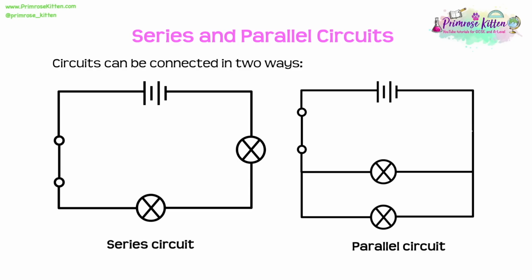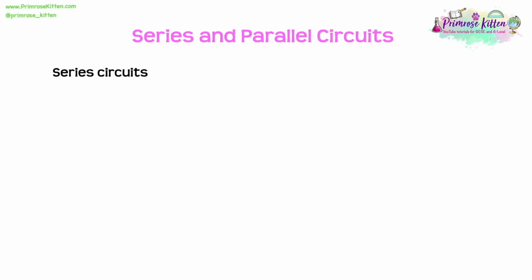So circuits can be connected in two ways. Of course, we have our series circuit where there's a single loop, and then we have our parallel circuits too. Now, it's important that we know a few facts about series circuits and parallel circuits.